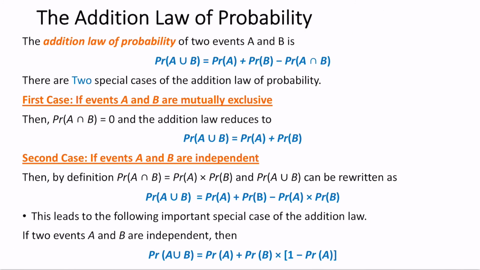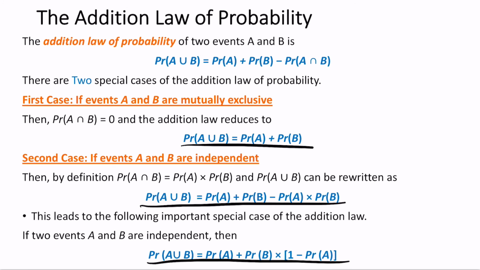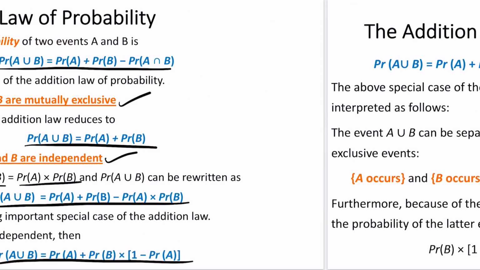So where we are, basically summarizing everything that we have with the addition law. If you have mutually exclusive events, then we have A plus B. If independent, then we replace A intersection B with A times B, and we write the final formula.